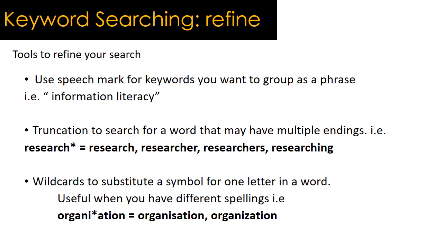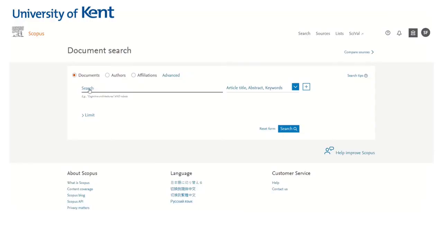Now that we have these tools, let's have a look at the example of our question and actually conducting a search in a database. I'm going to put together and combine my keywords to create a search in this database called Scopus. So I'll start off by going to the search box, and I'm going to take my first keyword, which is information literacy. But as it's two words I want together, I'll put them as a phrase in speech marks.